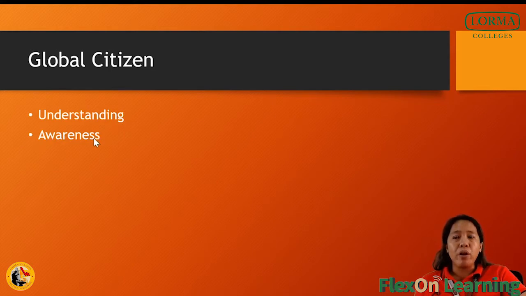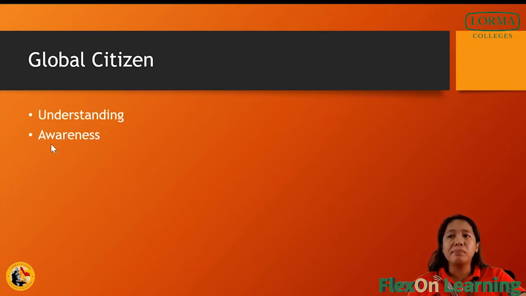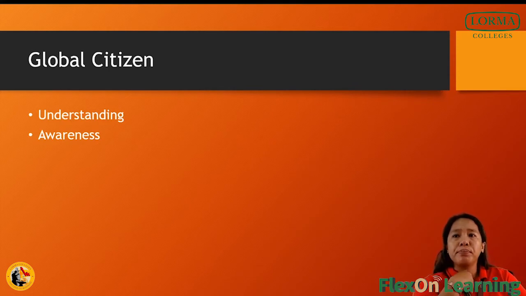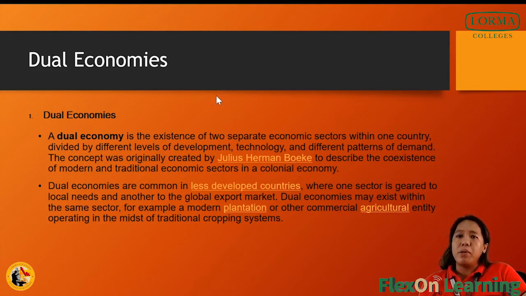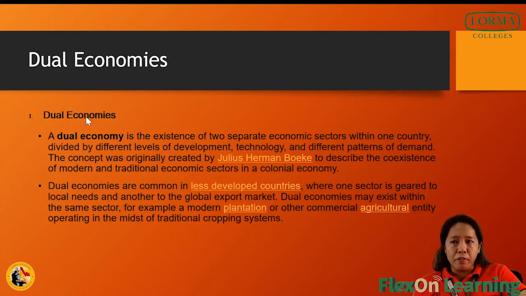Okay, and we have also awareness. So awareness of legalities, awareness of logistics, awareness of that type. Okay, so we have also so-called dual economies. So is it possible that a certain country is going to have a dual? So in our country, Philippines, we actually have this. We have the so-called urban and the rural economy.